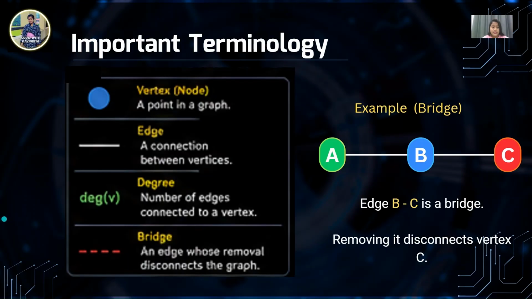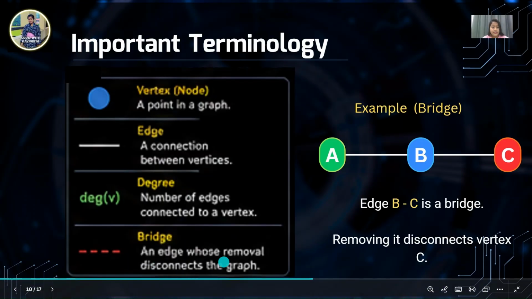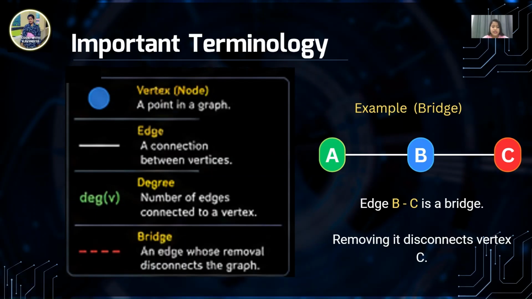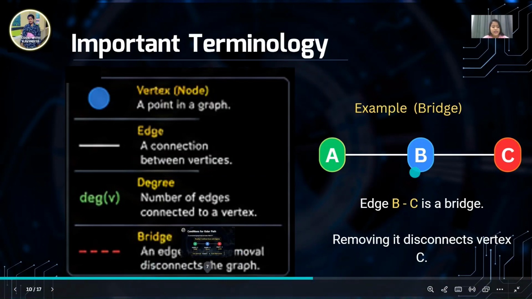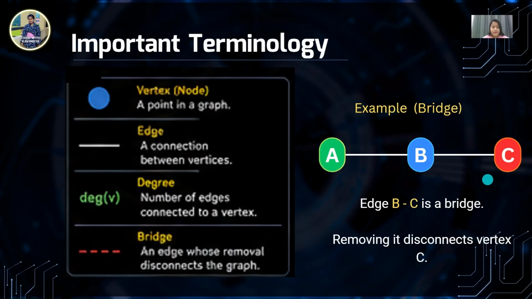Bridge. This is very important. A bridge is an edge that, if removed, breaks the graph into separate parts. In this example, edge BC is a bridge. If we remove it, vertex C becomes disconnected. That's why Fleury's algorithm avoids bridges whenever possible.